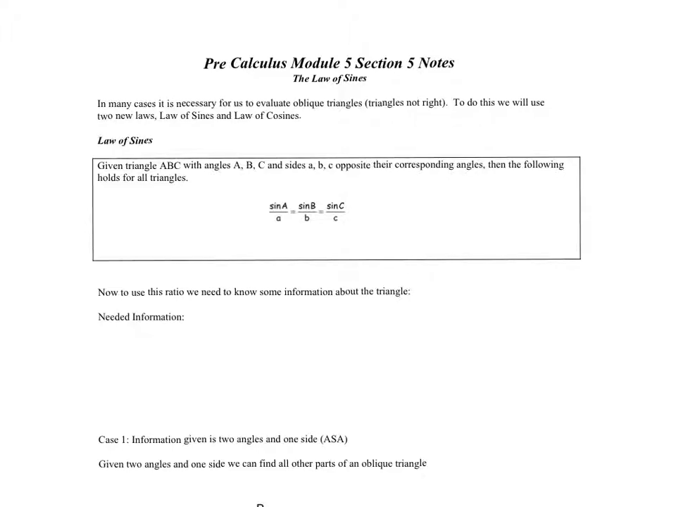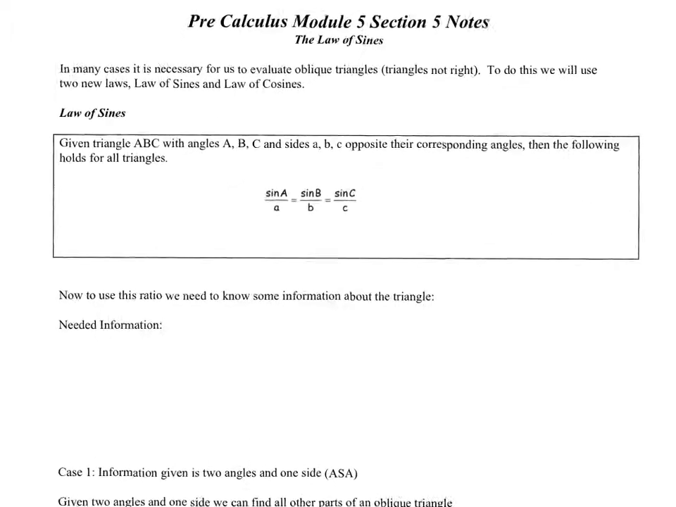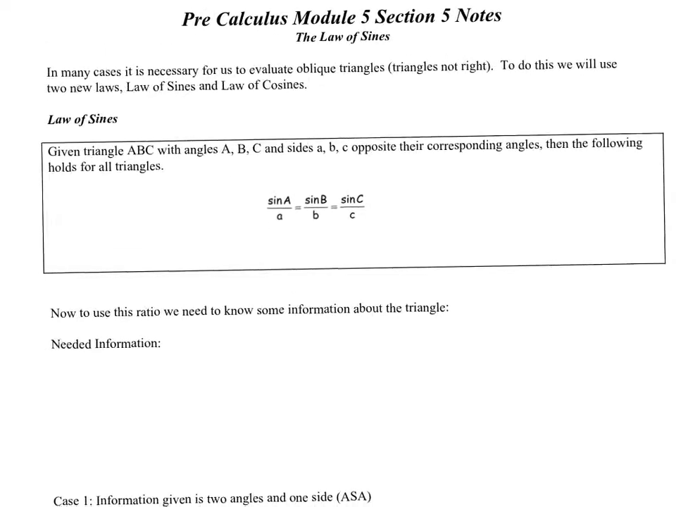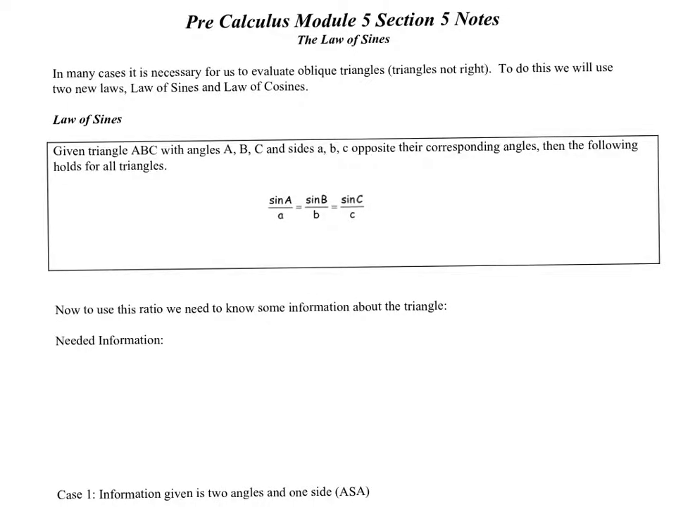When we start with the law of sines, you're given sides A, B, and C, and angles A, B, and C, with sides A, B, and C being opposite their angles. For all triangles, the law of sines is: sine of A over its side equals sine of B over its corresponding side equals sine of C over its corresponding side.